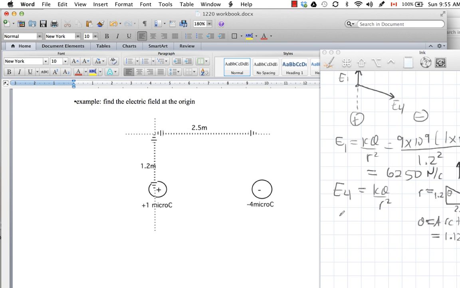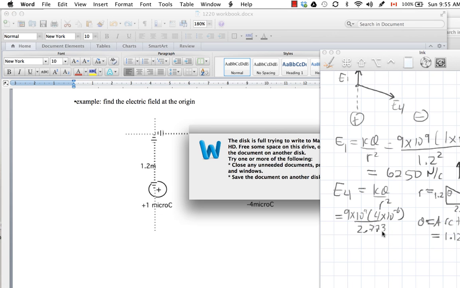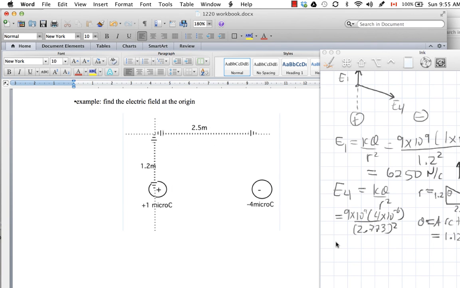Okay, so we compute the field now. It's 9 times 10 to the 9, 4 microcoulombs, and we divide by 2.773 all squared. Magnitude-wise, that gives us 4681 newtons per coulomb. And what we need to do now is to add those two vectors.